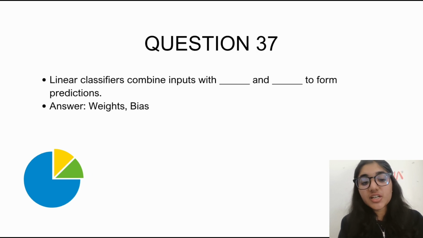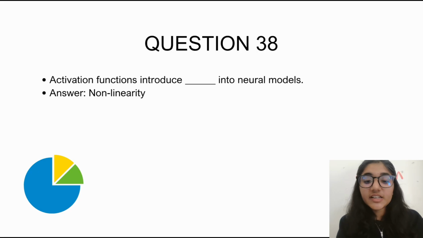The 37th question is, linear classifiers combine inputs with dash and dash to form predictions. So the answer is weights and bias to form predictions. Then 38th question is, dash functions introduce dash to neural models. So the answer is non-linearity.